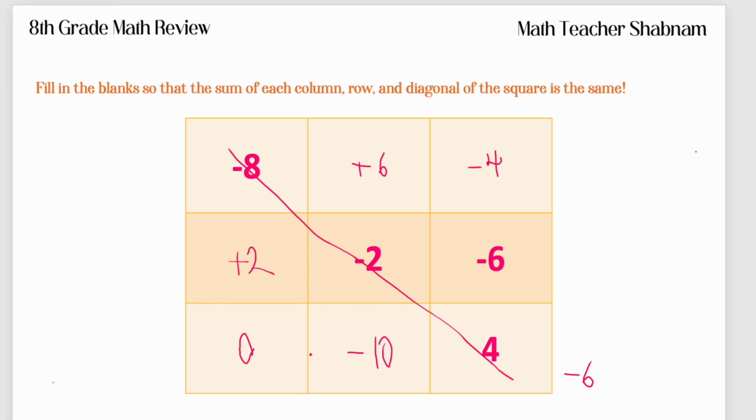Now we can check and make sure everything's correct. The other diagonal is also equaling to -6. The first column is giving us -6. The middle column is giving us another -6. The third column is also -6. The first row was -6, the middle row -6, and the third row also -6. Everything checks out.